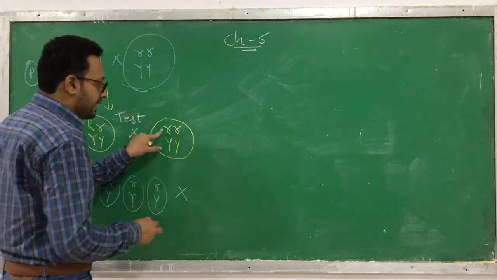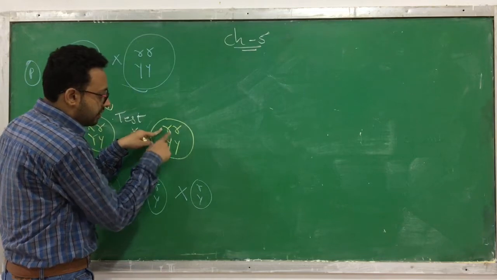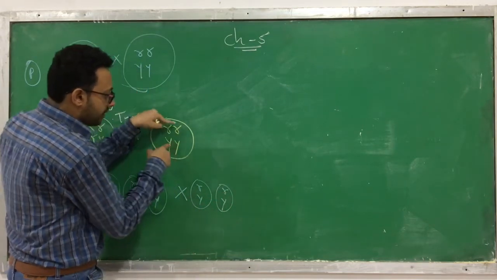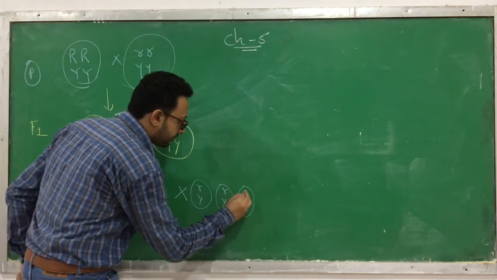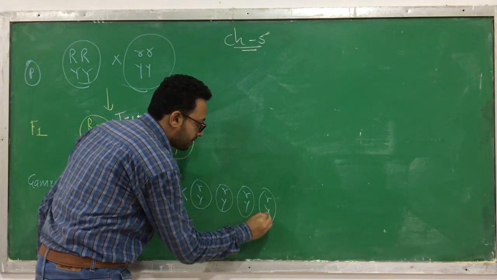Okay, so make a gamete. Small r, small y first. Even the second one is also small r, small y. Third one is small r, small y. The fourth one is small r, small y.